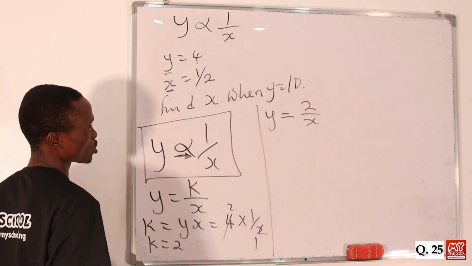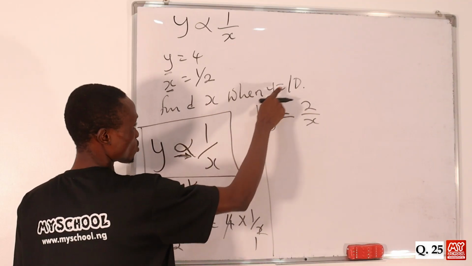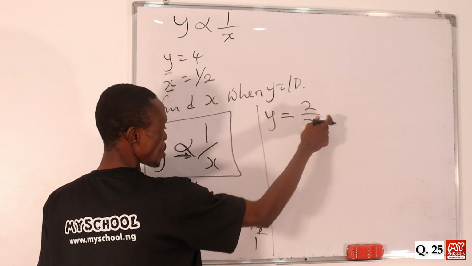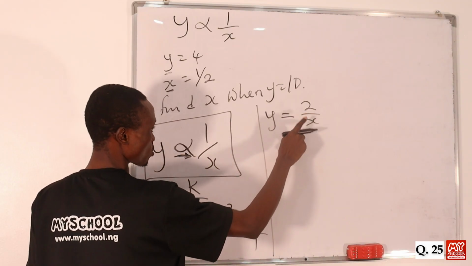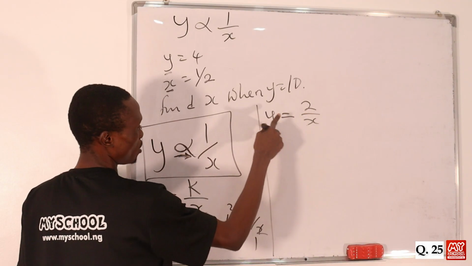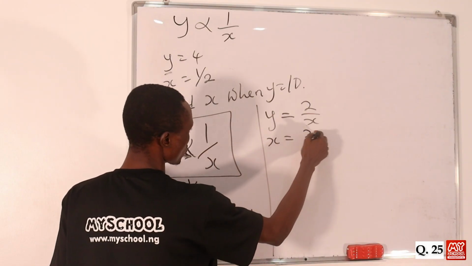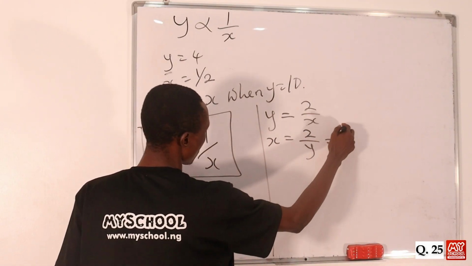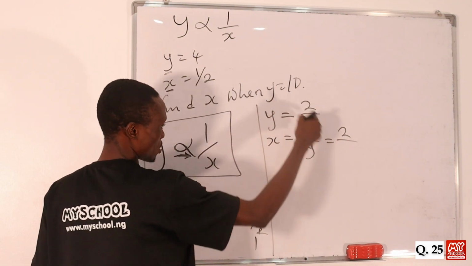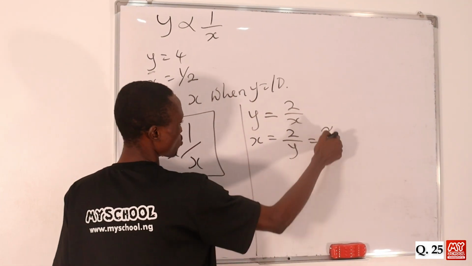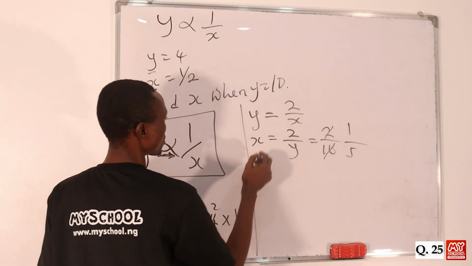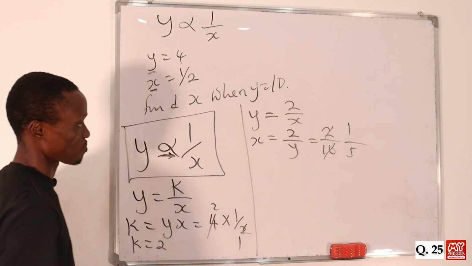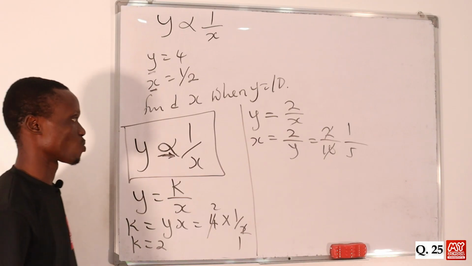The next question is, we should find the value of x when y is equals to 10. From here we can make x the subject of formula by switching the position of x with that of y, so that x is equals to 2 all over y. But remember, our y is equals to 10, so we're placing 10 here. So 2 here is 1 and 10 here is 5. So the value of x is equals to 1 over 5 when the value of y is equals to 10.